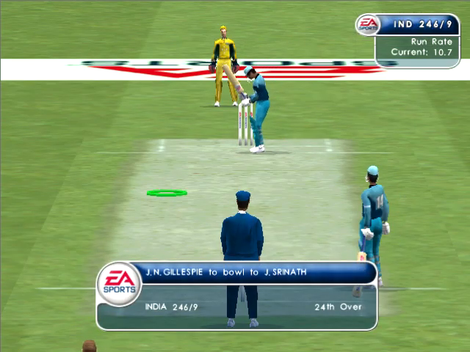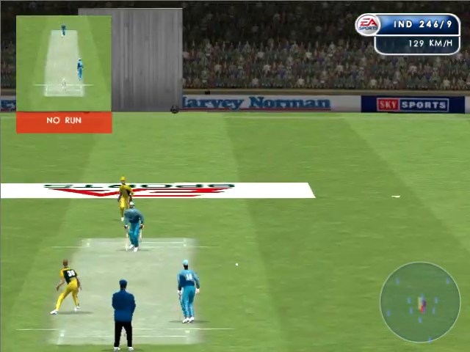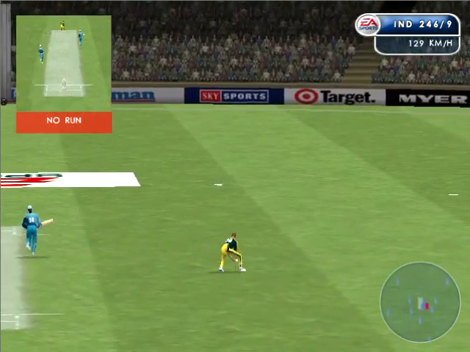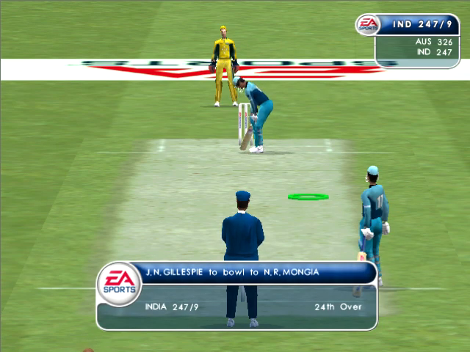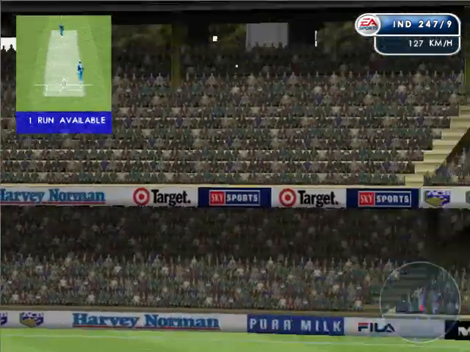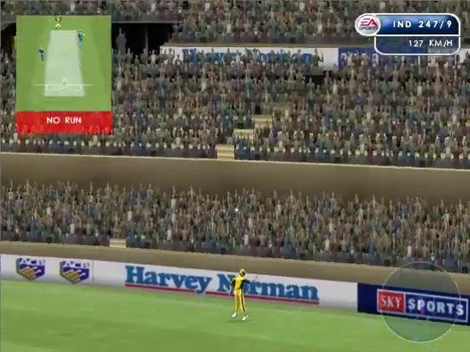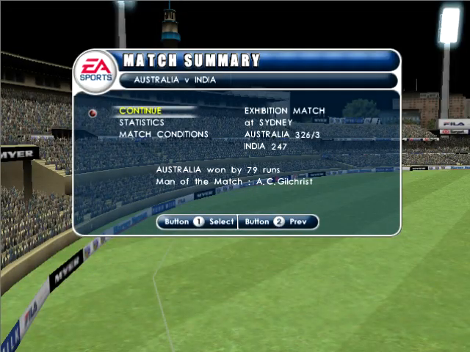It's high in the air. Gillespie to bowl to Mongia. Safely taken by Ponting. That was a bad shot. He really seemed to lose concentration. So to sum up then, Australia win by 79 runs.